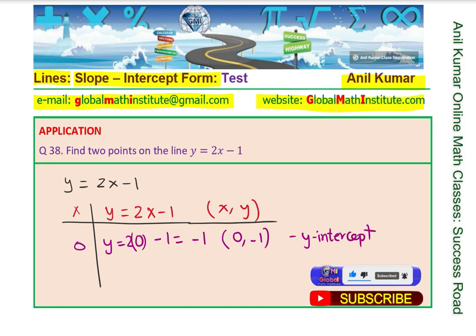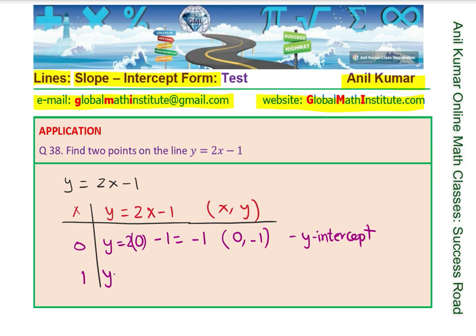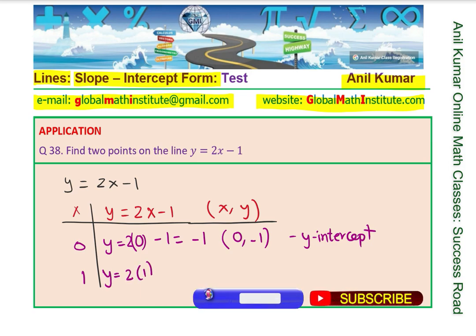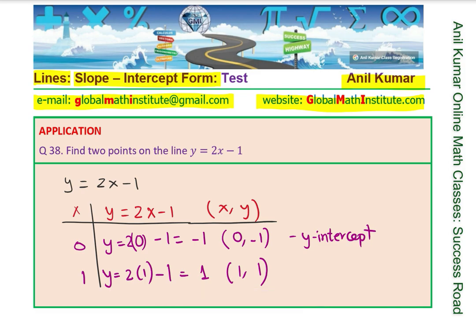Another point, if we want, put x as 1, and so y equals 2 times 1 minus 1, which is 2 minus 1, and that is 1. So at 1, we have a point which is (1, 1). So we have these 2 points on this particular line. You can write many points on a line in this fashion. Take different values of x and write down the y values.